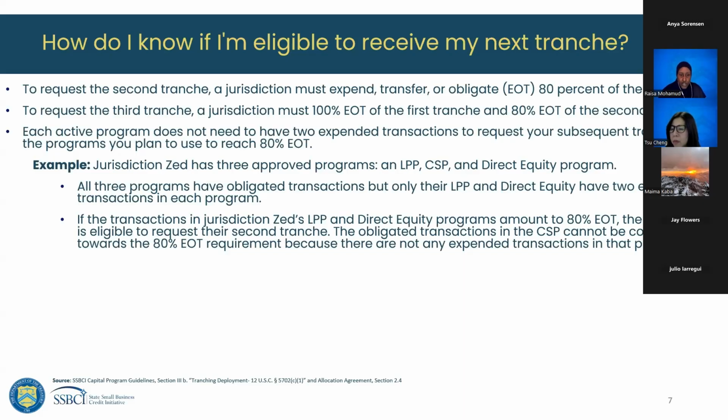So we just wanted to clear this up so that jurisdictions know that each of their programs don't have to have 2 expended transactions in order to come in for that next tranche. Just the programs that you are using to reach your 80% EOT need to have those 2 expended transactions.